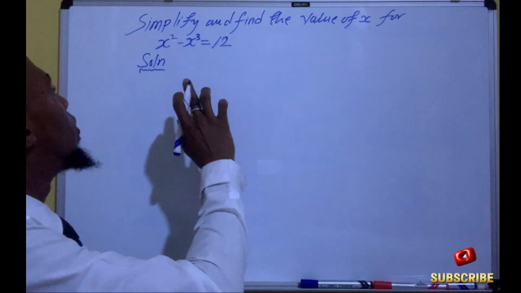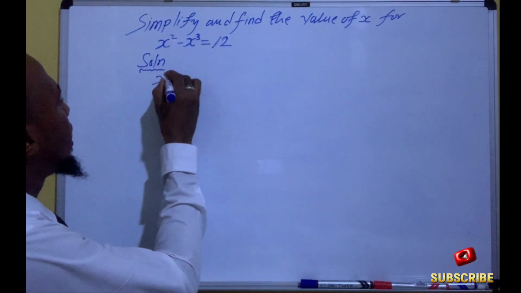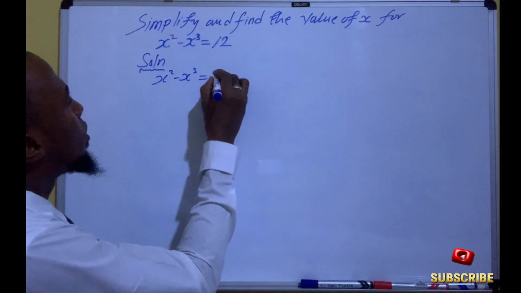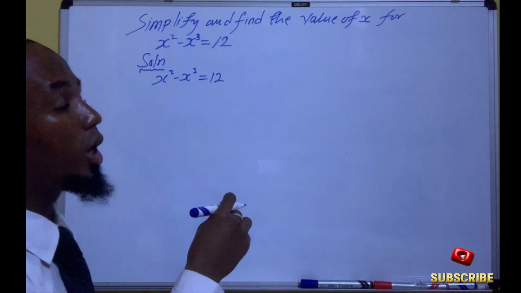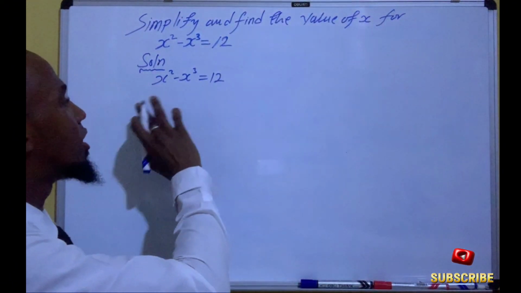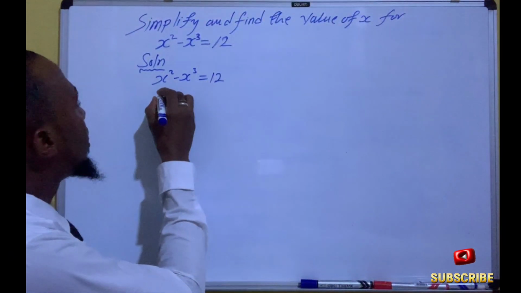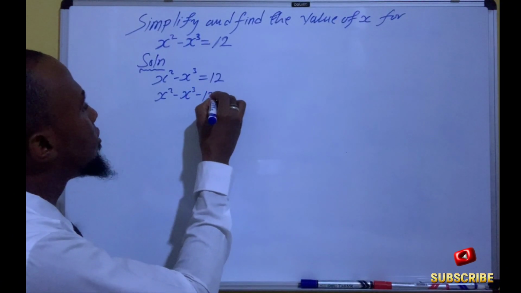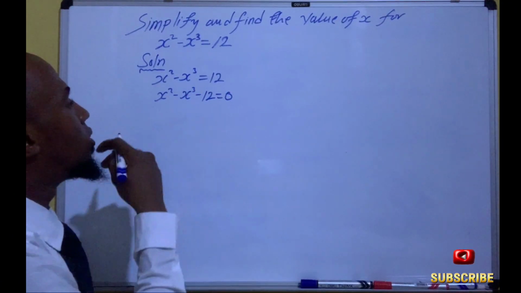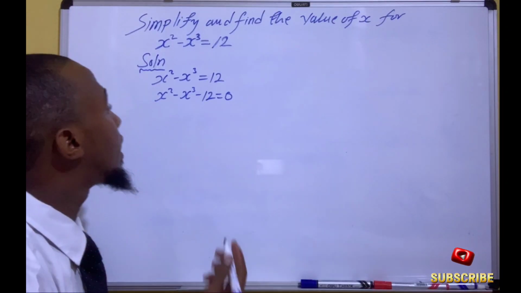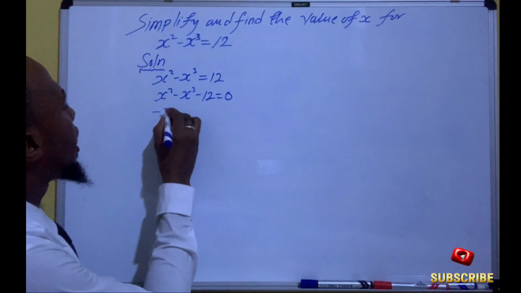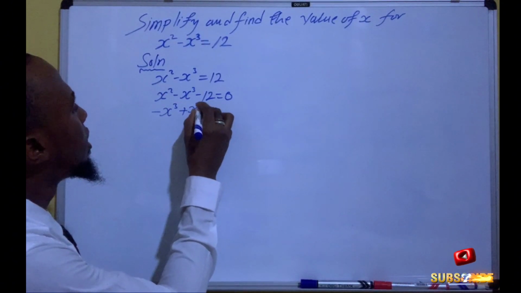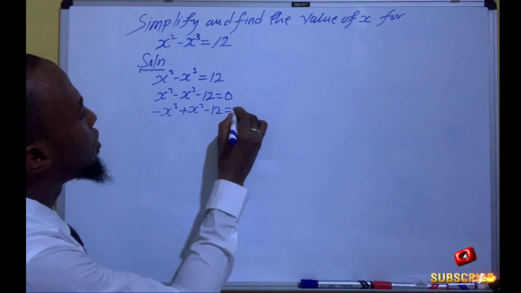Let us rewrite the question again. We have x squared minus x to the power 3 equals 12. The first thing that we need to do is to bring this 12 over here and set the equation to 0. Now we have x squared minus x to the power 3 minus 12 equals 0. Now let us rearrange the equation. We have minus x to the power 3 coming first, then plus x squared minus 12 equals 0.